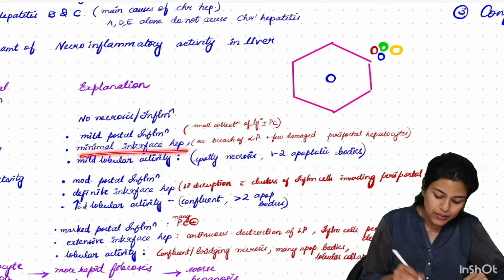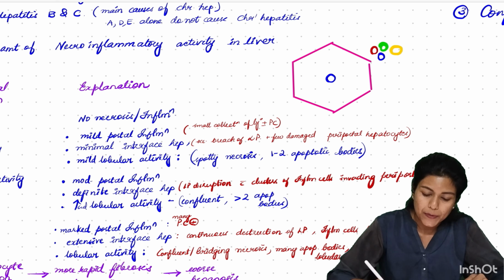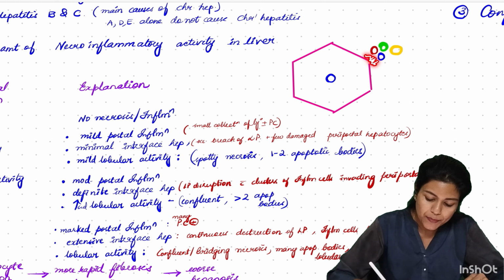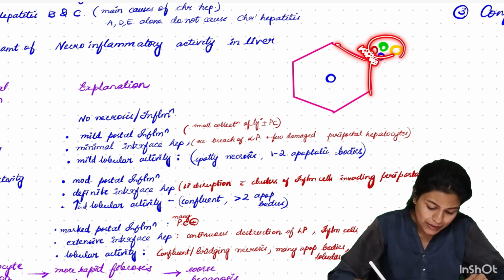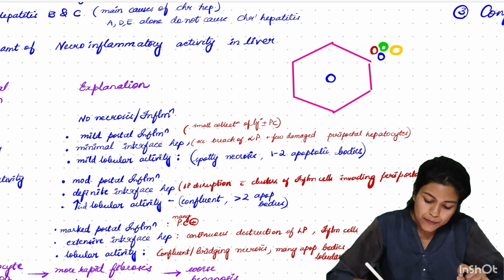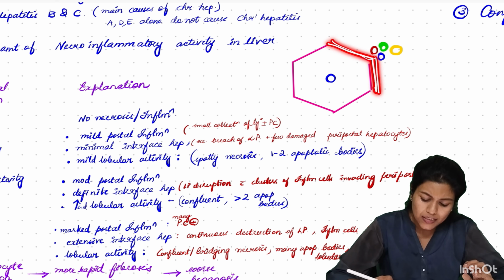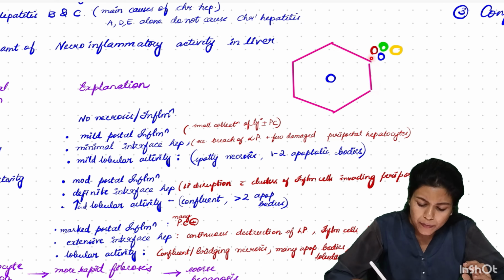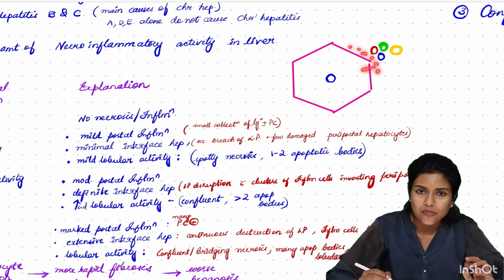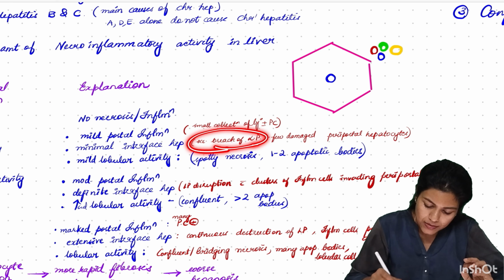And interface hepatitis, there's minimal interface hepatitis. That means the inflammatory activity at the junction of this portal triad and this hepatic lobule is mild, minimal, and there can be occasional breach of the limiting plate. This peripheral row of hepatocytes forms the limiting plate. They can occasionally breach it because there's mild activity going on in this junction. Occasional breaching will be present.